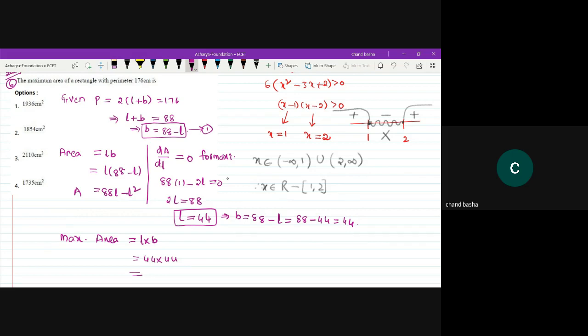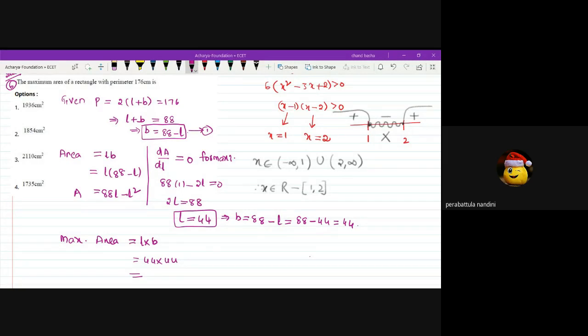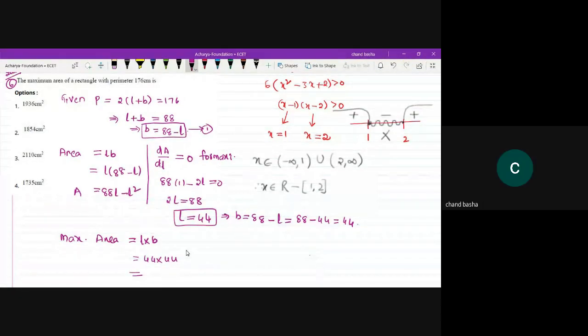What is the required answer? You can multiply these two. You will get the required answer. How much are you getting? 1936. 1936. That is the first option. It will give the correct answer. 1936. Question is very simple.